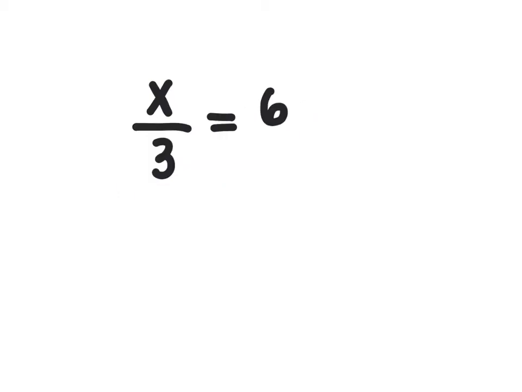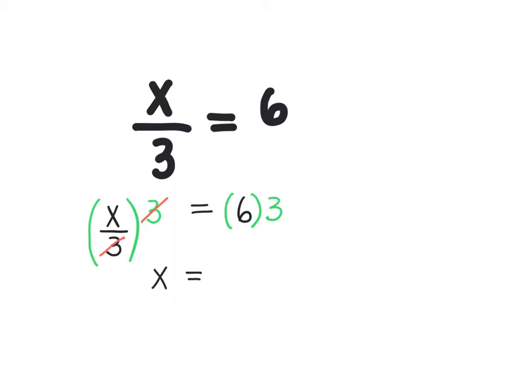This time, x is being divided by 3. So to get x by itself, we will have to do the opposite of dividing, which is multiplying. So we will multiply both sides by 3 here. x divided by 3, times 3, on the left-hand side will just leave us with x, whereas on the right-hand side, 6 multiplied by 3 will give us 18. So for this equation, x is equal to 18.